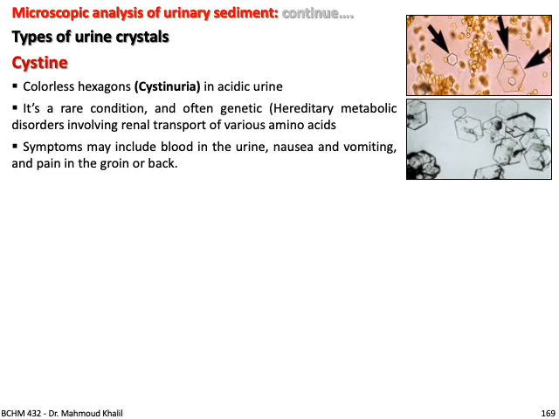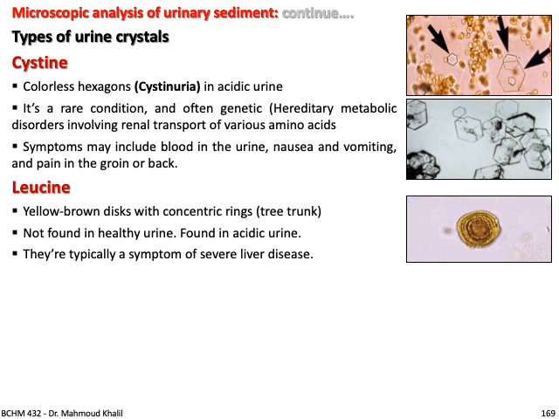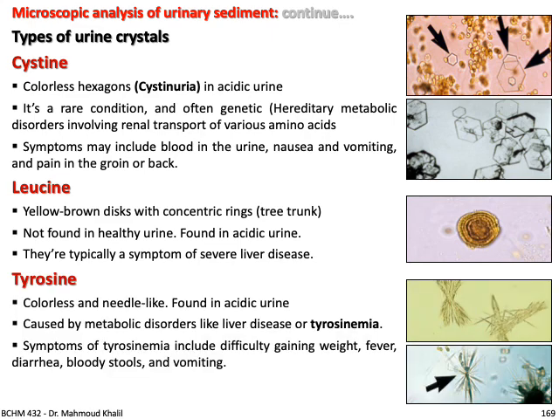Cystine, as you can see from the figure, is a colorless hexagon in acidic urine. It is a rare condition and often genetic. Symptoms may include blood in the urine, nausea, vomiting, and pain in the groin or back. Leucine is a yellow-brown disc with concentric rings, not found in healthy urine, found in acidic urine. They are typically a symptom of severe liver disease.